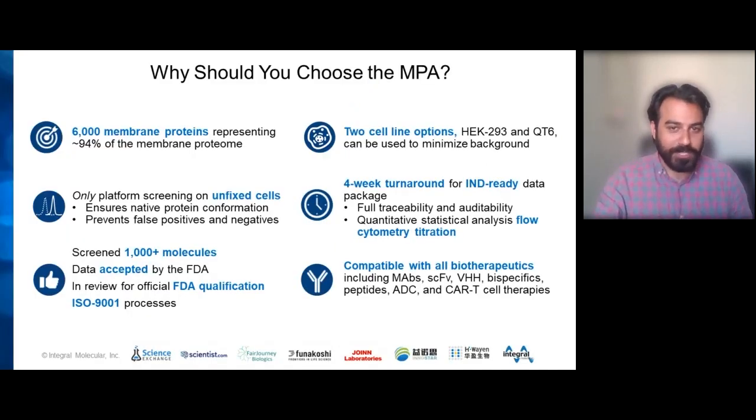Just to wrap up my section, there are, of course, many reasons why the MPA should be attractive to you in drug discovery and preclinical development. Our platform is compatible with a wide range of therapeutic modalities. And again, I cannot stress this enough, we are the only company screening against native, unfixed proteins. Critically, our customers have proven successful in their IND submissions without tissue cross-reactivity, and Diana will talk more to that point, as well as dig into our track record with the FDA and regulatory bodies.